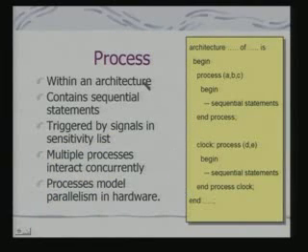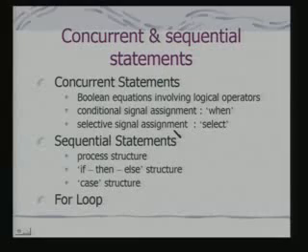Now, what does a process actually give you? Within an architecture, it contains sequential statements triggered by signals and sensitivity lists. This is very similar to SystemC, and multiple processes can interact concurrently. So this is a set of sequential statements, and the sensitivity list comes from here. So there would be concurrent and sequential statements.